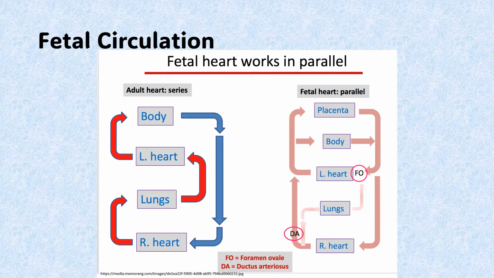Normal fetal circulation is described as being in 2 parallel circuits, or just parallel circulation, whereas newborn or adult circulation is considered a series. In a series circuit, the current or blood only has one path to follow. The left heart pumps blood to the body and the venous system returns it to the right heart, where it is pumped to the lungs and back to the left heart.